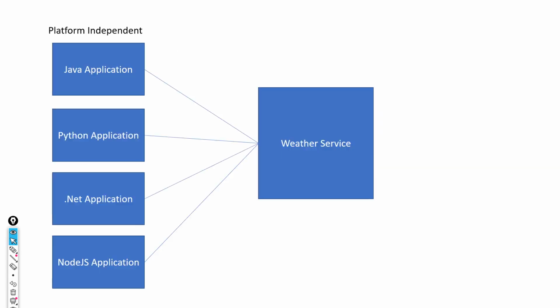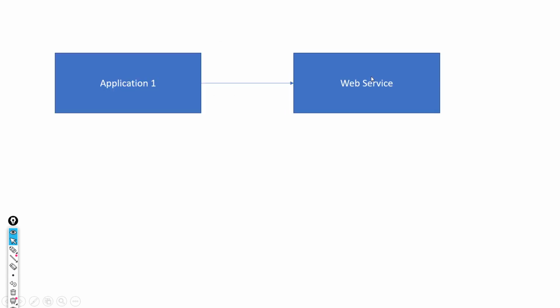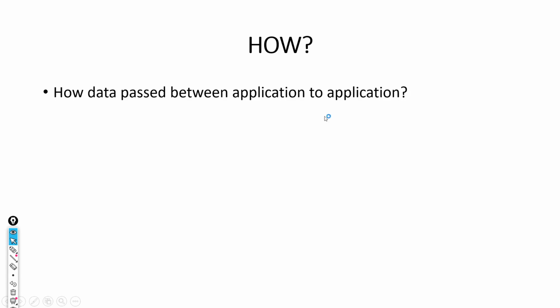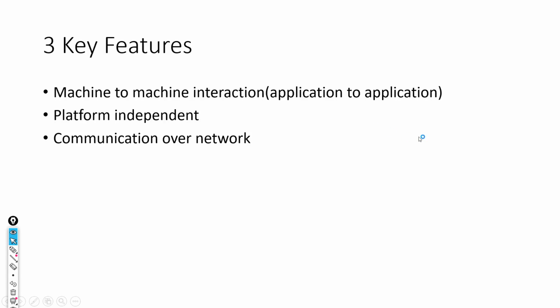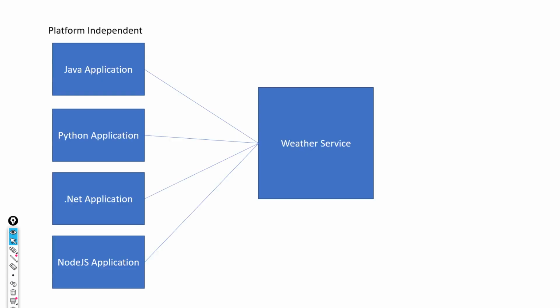Next. Here, platform independent I have covered. How they are communicating using the request response mechanism. This is the application talking to the web service, and how data is passed using request response. Three key features: machine to machine interaction, platform independent, and communication over network. All the communication will happen in the network only.